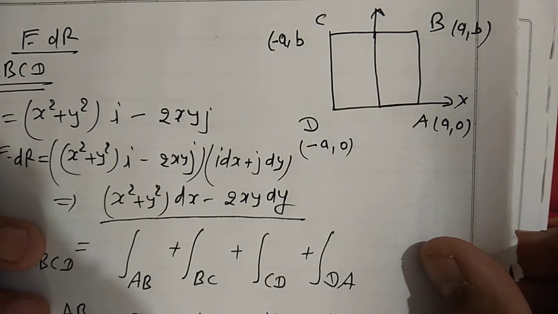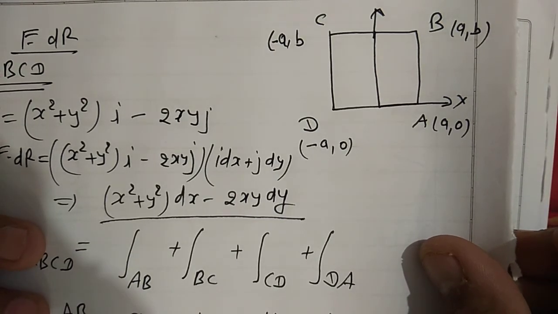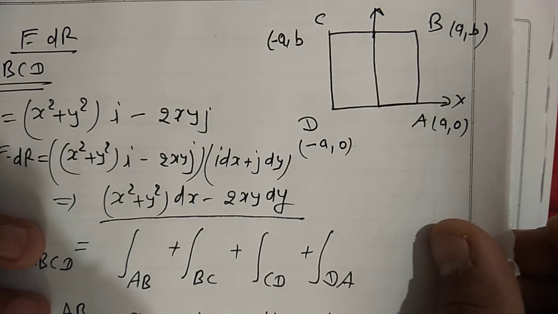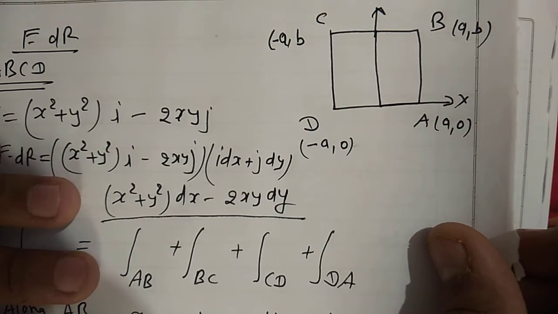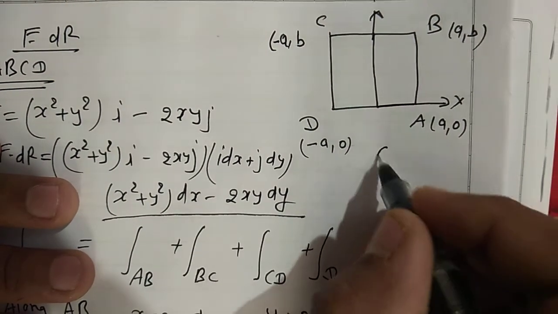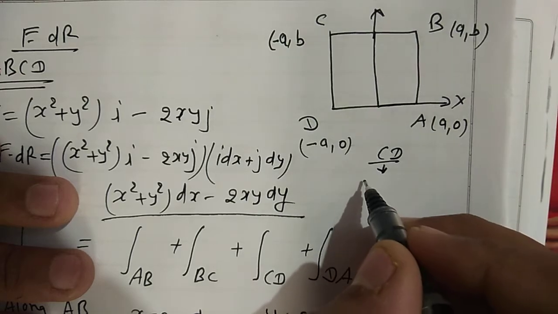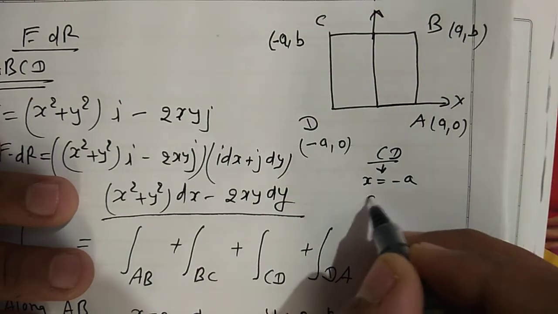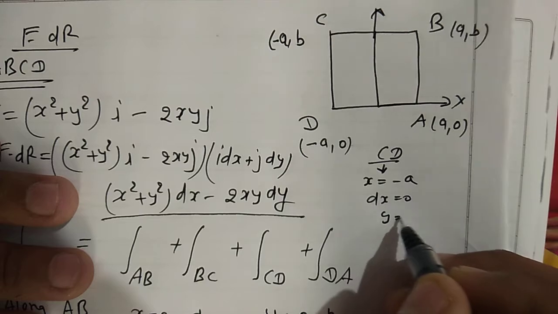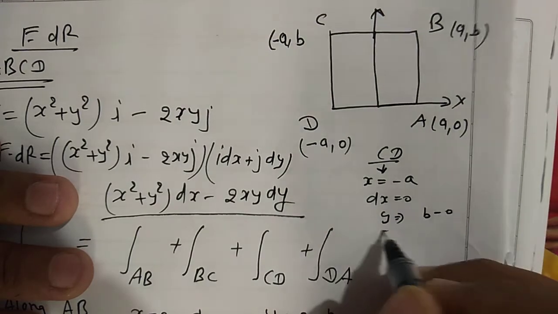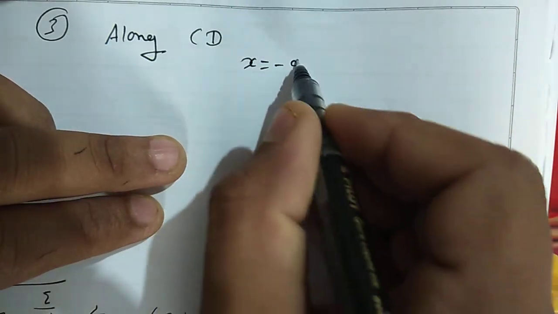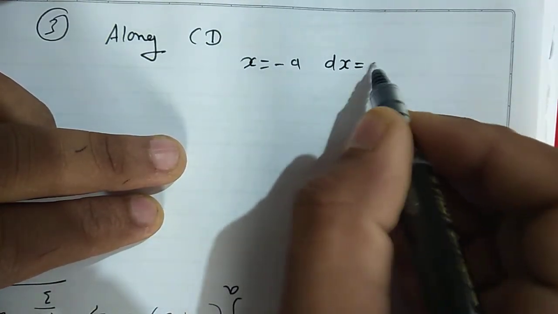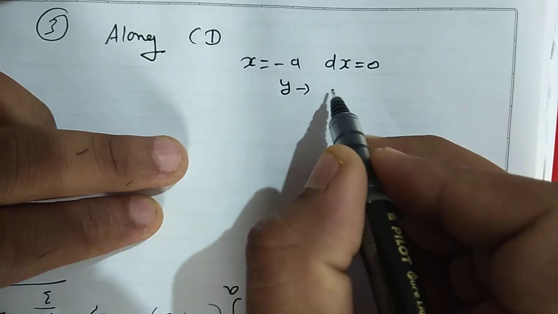So for the CD, if you see, we have x equal to minus a, so dx will be 0 and y limit will be b to 0. Along the CD we have x equal to minus a, so dx equal to 0 and y limit will be from b to 0.